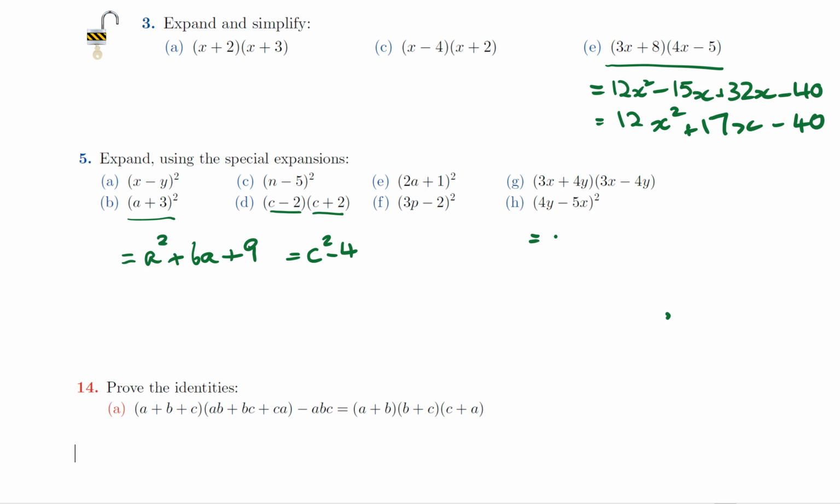Let's have a look at h really quickly. So when we square this, we'll square the 4 and square the y. So 16y squared. It'll be minus twice the product. I'll come back to the twice the product in a moment. Plus 5x all squared, which will be 25x squared. Their product will be 20xy, and twice that will be 40xy.